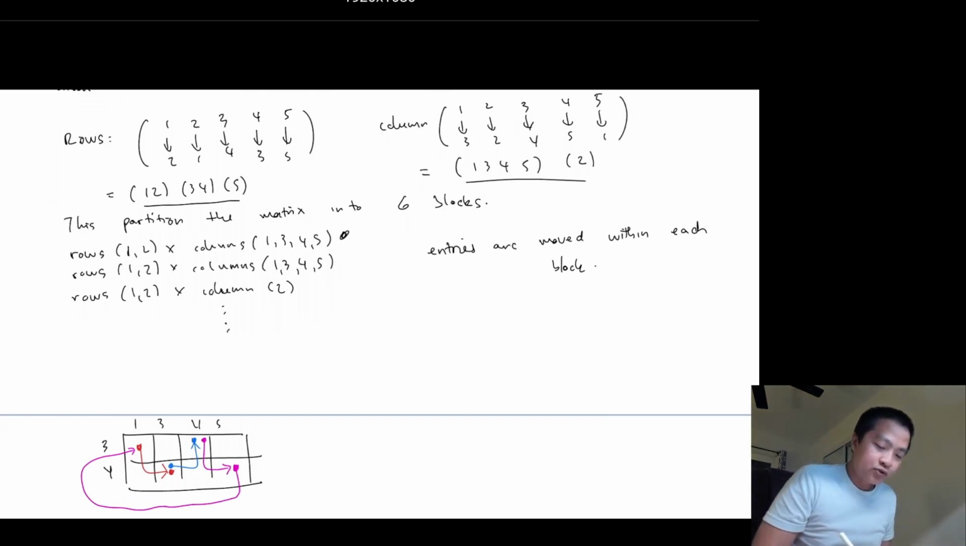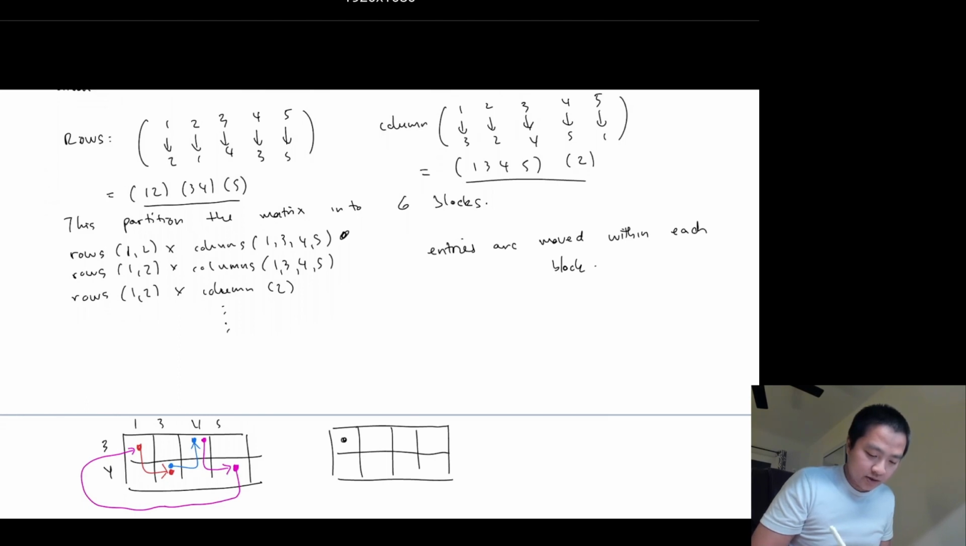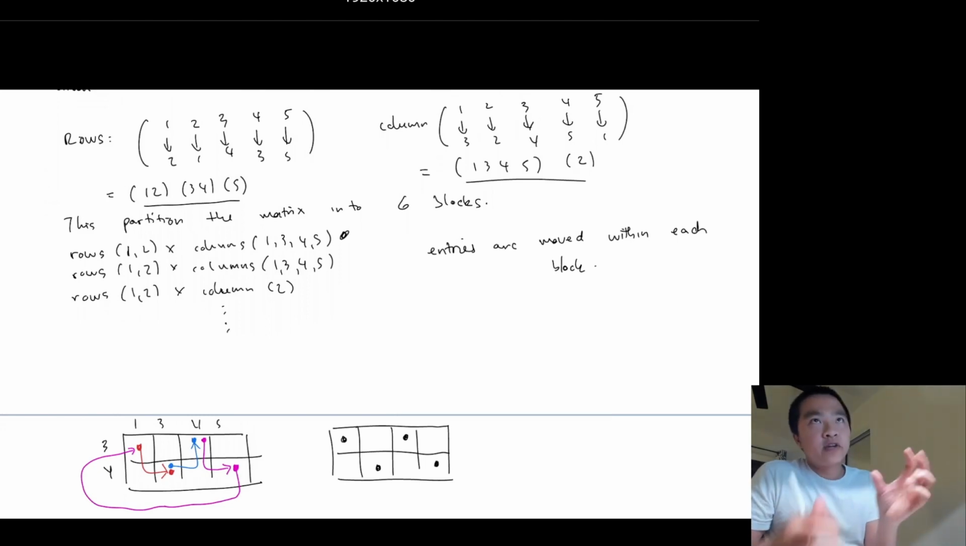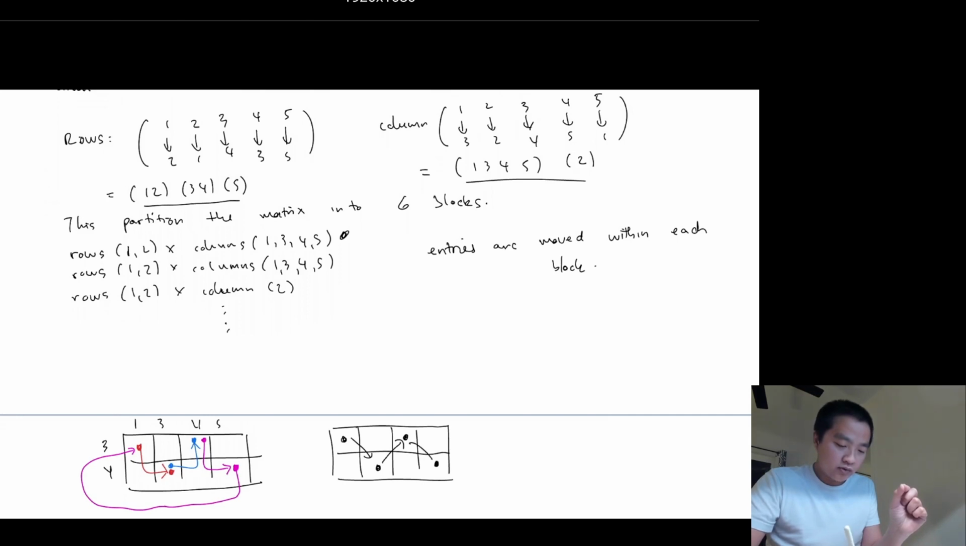Okay, so now let's redraw it. You now have these 4 elements. Okay, so these 4 elements: this one will come here, this one will come there, this one will come there, and this one will go back here.